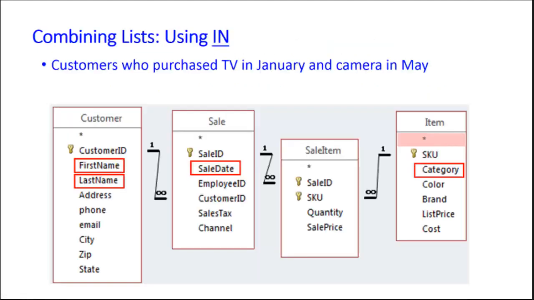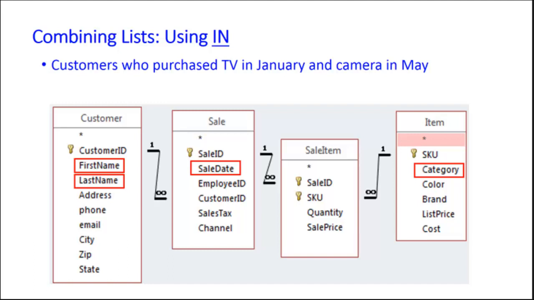We can combine lists using in. For example, customers who purchased TV in January and camera in May. Which tables are involved? Well, we need the customer data, first name, last name at least. Sale date, TV in January, camera in May, so sale date is required. We need a category, which is in item table, and then we need to match all these records. So sale item also should be involved.